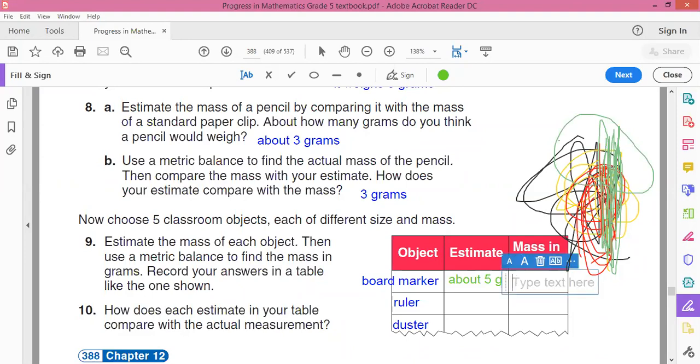Now, mass in grams. In the estimate, don't forget to write the word about.